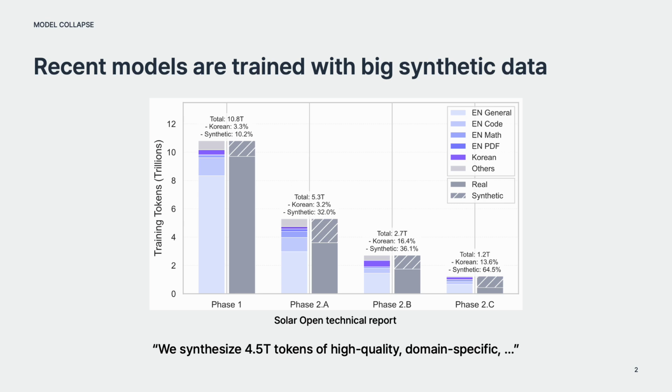Synthetic data is attractive because it is cheap to produce, easy to control, and can target specific domains such as reasoning, mathematics, or code. However, this also means that the training data increasingly reflects the biases and preferences of the generating model rather than the external world.